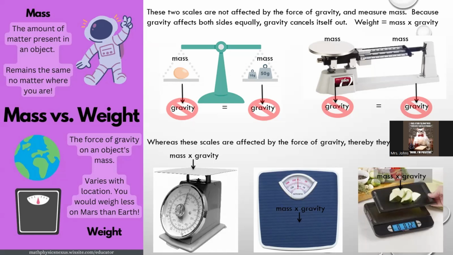It needs to have two places: one place where you're weighing something, and the other place where you have weights to balance it with. So these three on the bottom don't have that, so they can only measure weight.